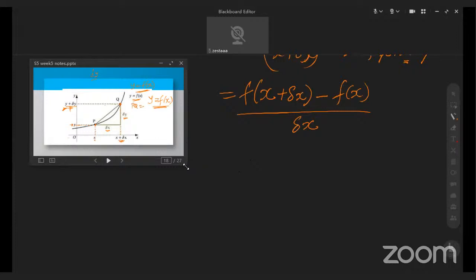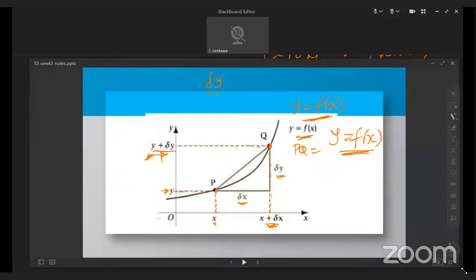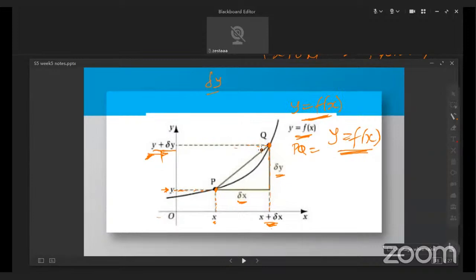But remember, let's get back to the previous concept. We are saying that as you keep adjusting your x, with the small change in x tending towards zero, your point P is going to tend towards what? Point Q. So therefore, as this small change tends towards this zero here.